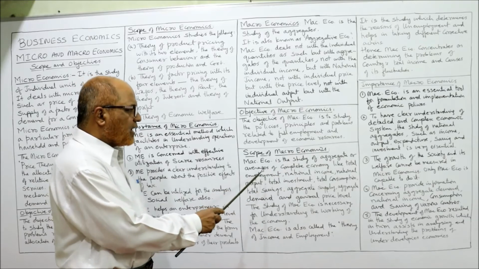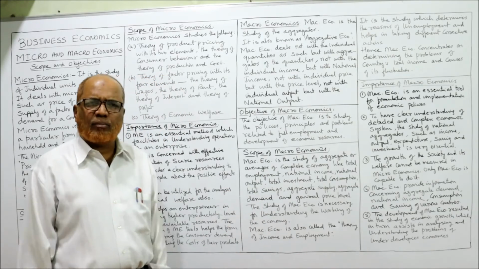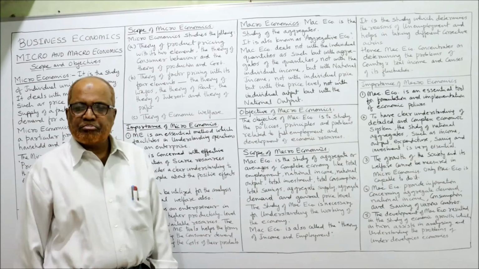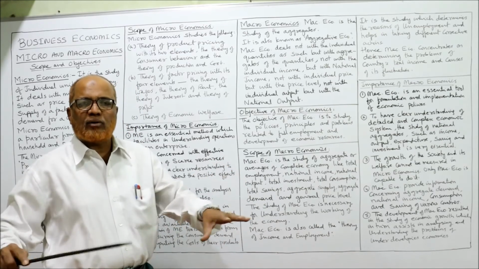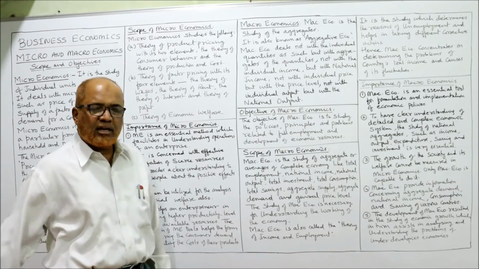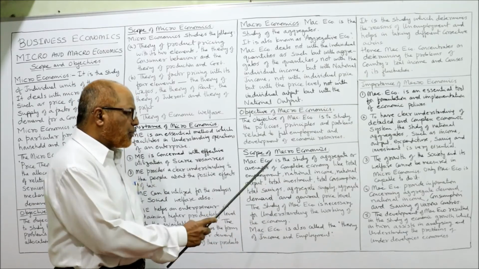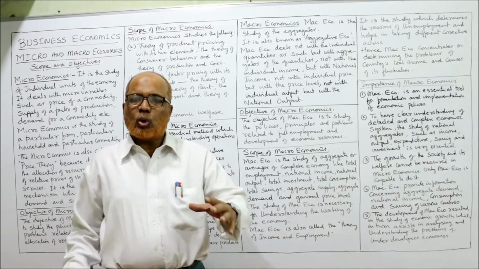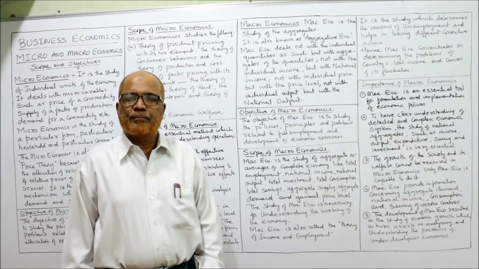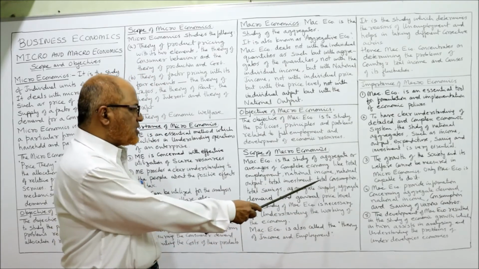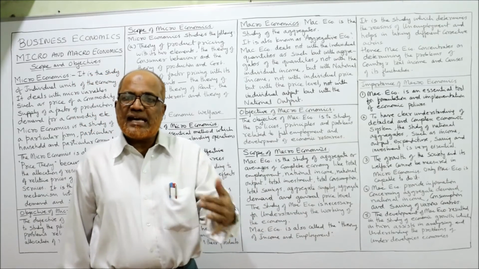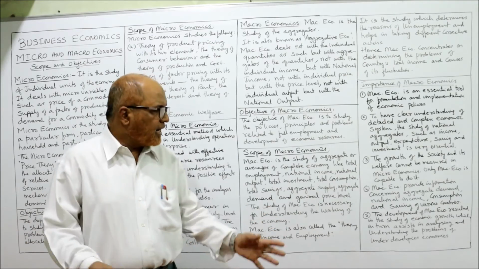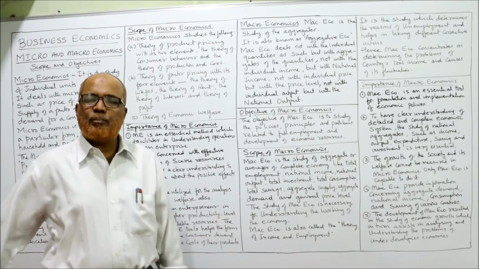Macroeconomics is the study of aggregate or average of the complete economy, like total employment. How much is the total employment of the country? Total national income, total national product output, total investment. How much is the total investment made? Then total consumption. How much is the consumption? Total savings, aggregate demand, aggregate supply, and general price level.